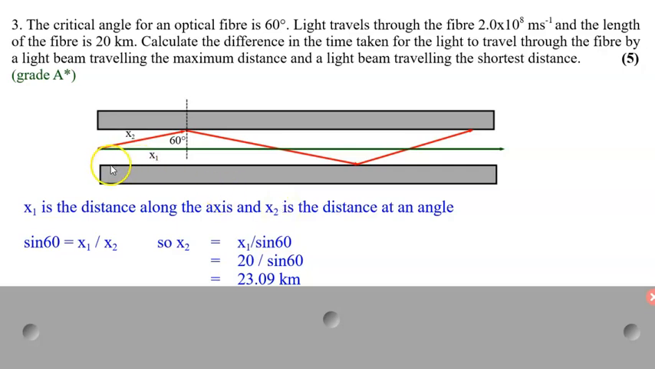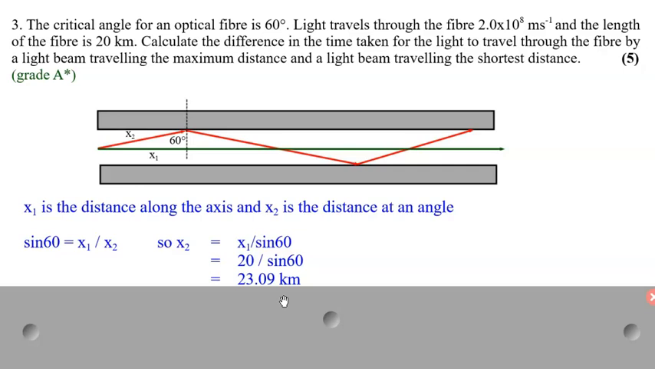And you might be thinking, well, we don't know what the value of x1 is. Well, we don't, but this relationship is the same all the way along. So if x1 is 1 metre, then I can work out the relative value of x2. If x1 is 1 kilometre, I can work out the relative value of x2. So if you make x2 the subject, x2 is x1 divided by sine 60. x1 we're going to say is the total length of the fibre. The shortest route is 20 kilometres. If you divide that by sine 60, we get 23.09 kilometres.